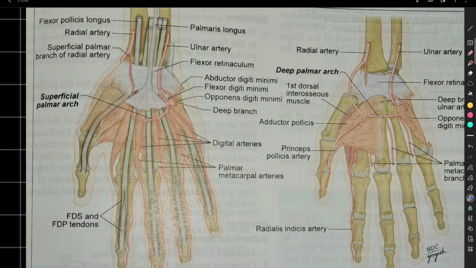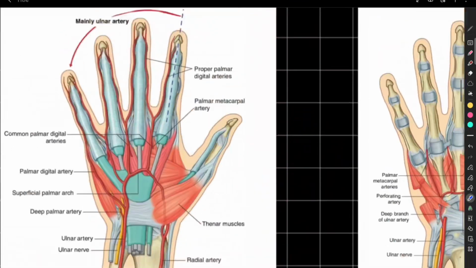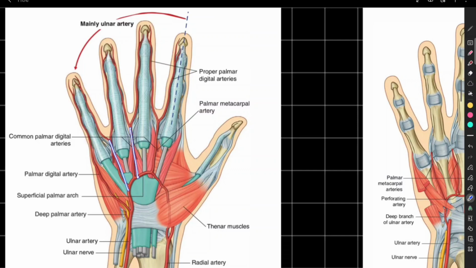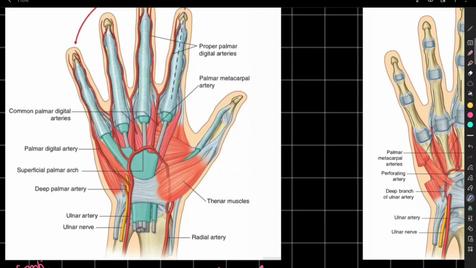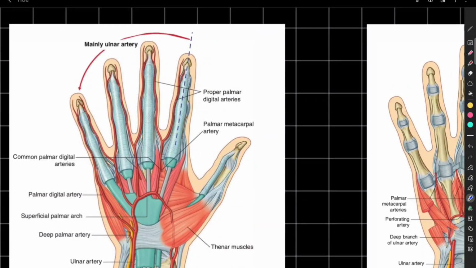Now, talking about the branches, we can very well see that these are the branches of the superficial palmar arch, which are clearly visible here. The branches of the superficial palmar arch are 3 common digital branches and 1 proper digital branch. These are the proper palmar digital artery and the common palmar digital arteries, which supply the medial 3 and a half digits.